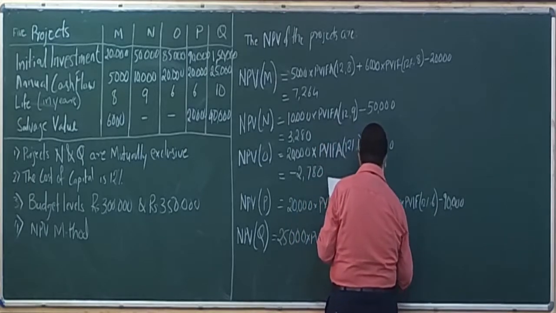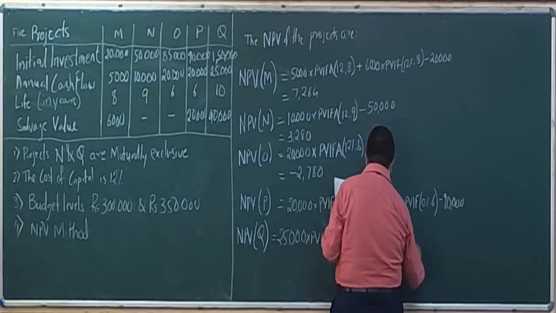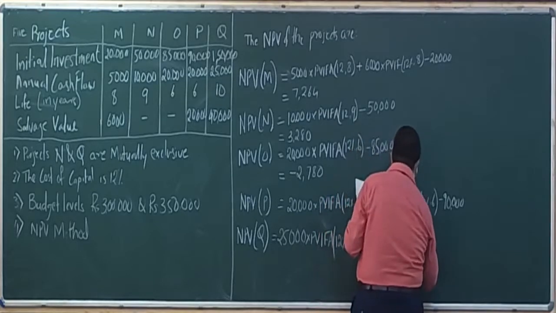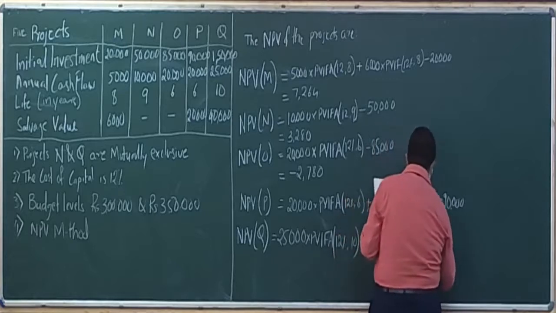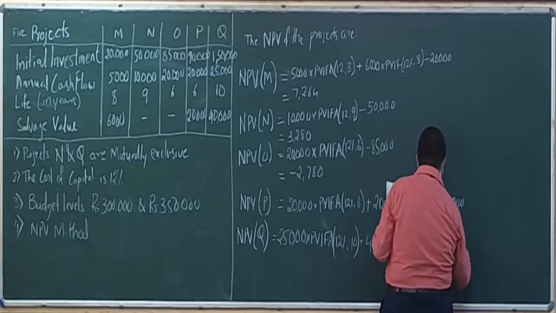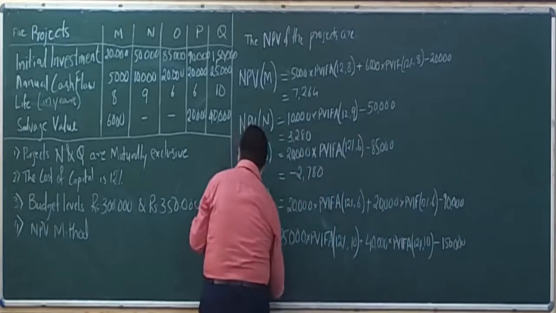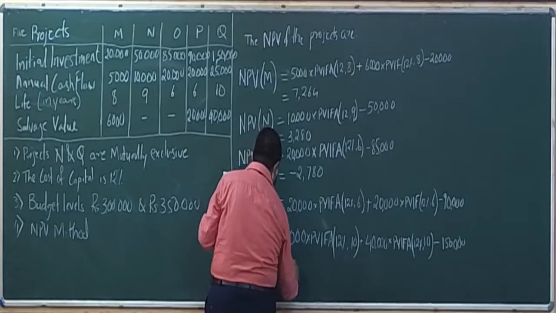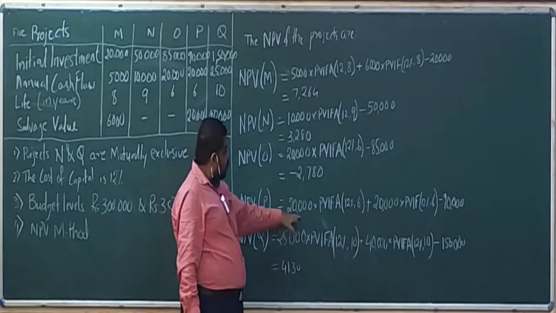40,000 into present value interest factor at 12% for 10 years, minus 1,50,000. So the answer for this will be equal to 4,130. So for project P, this is the details.